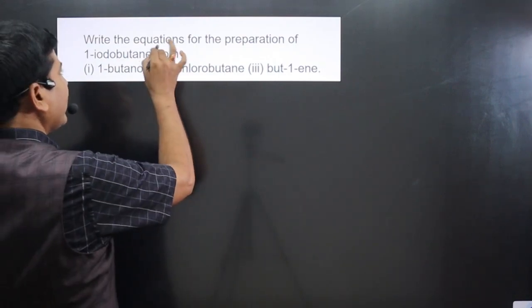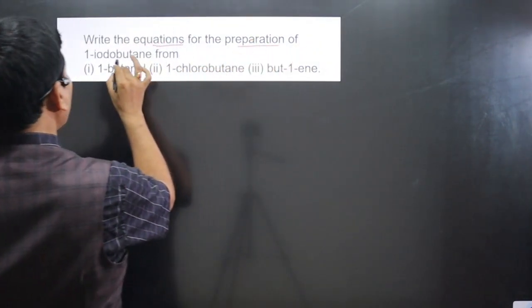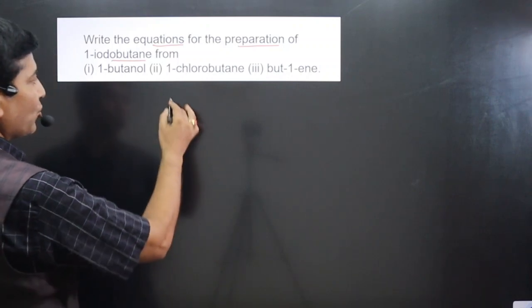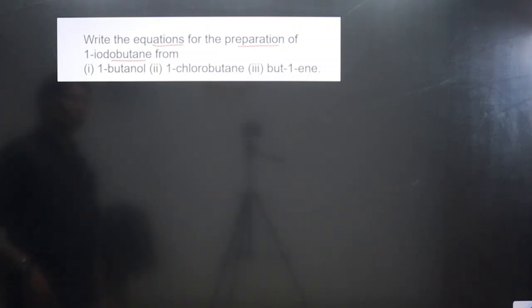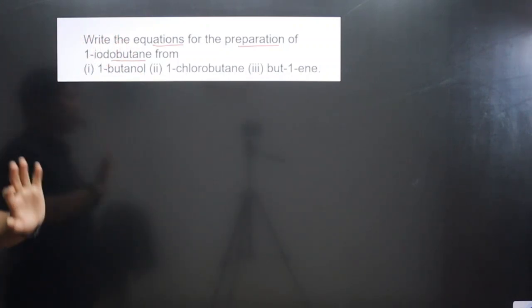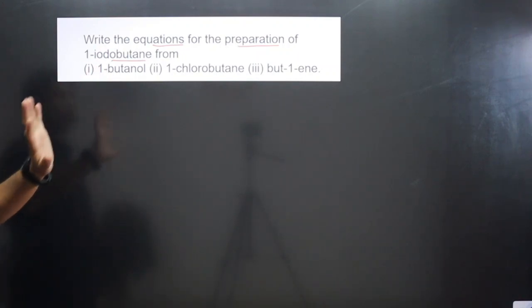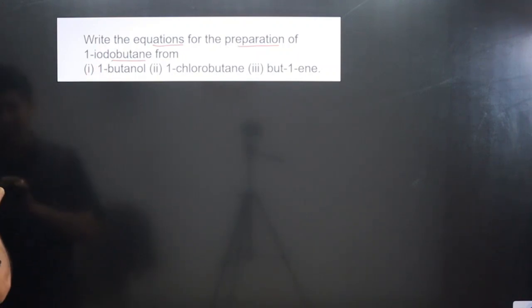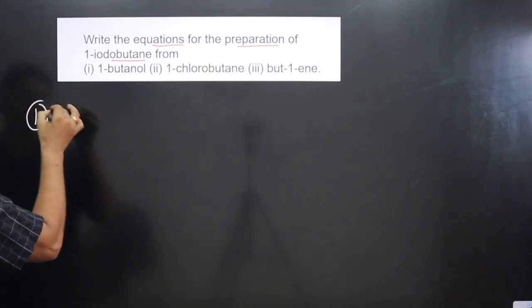The question says write the equations for the preparation of 1-iodobutane from these three compounds given here, and we have to convert each substance into 1-iodobutane. First one is what? 1-butanol. Okay, let me write 1-butanol.